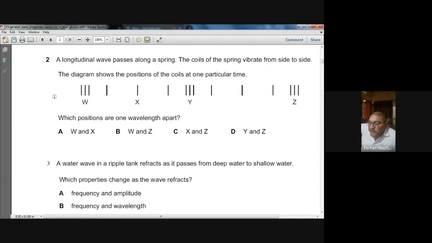W and Y, that's not given there. Y and Z is given, from one center of the compression to the consecutive center of the compression. That will be one wavelength. So this is one wavelength, YZ. This is also one wavelength, WY. But in the options, only YZ is mentioned. So D is the choice. I hope you have understood.